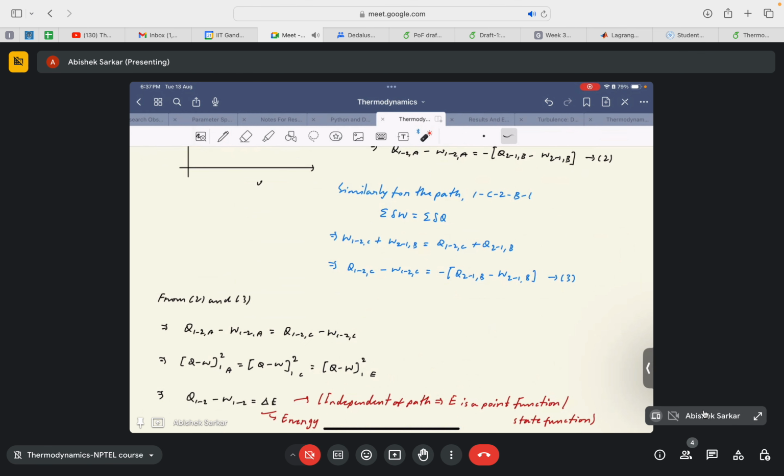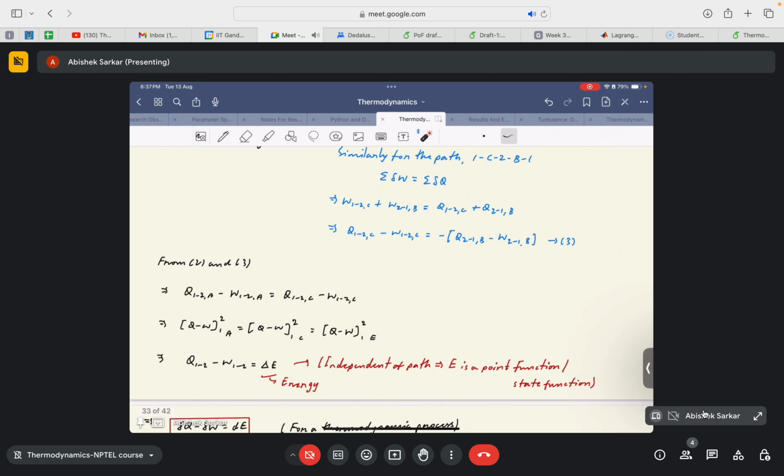And from the first law of thermodynamics, for a thermodynamic process, not the cycle but the thermodynamic process, we know that Q12, or change in Q, is equal to change in the energy plus change in the work done. So this Q12 minus W12 is equal to the net change in the energy of the system, right?